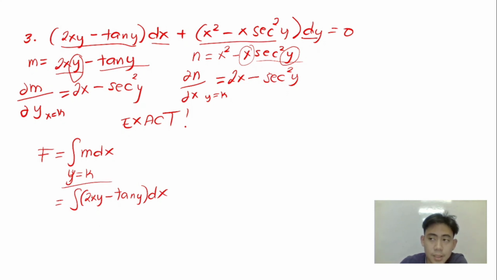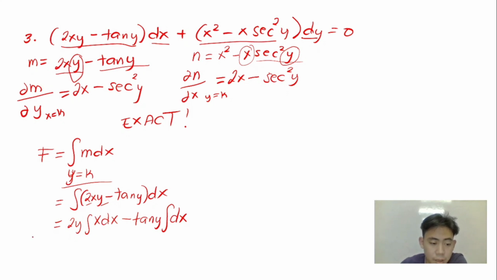Yung condition natin is yung y dapat constant. Okay? So, ilabas natin yung 2 tsaka y kasi constant naman siya. So, 2y times the integral of x dx. Okay? Minus, ang tangent of y natin is a constant. Bakit? Kasi yung variable ni tangent is y. So, negative tangent of y, labas natin ang integral sign, times the integral of dx.